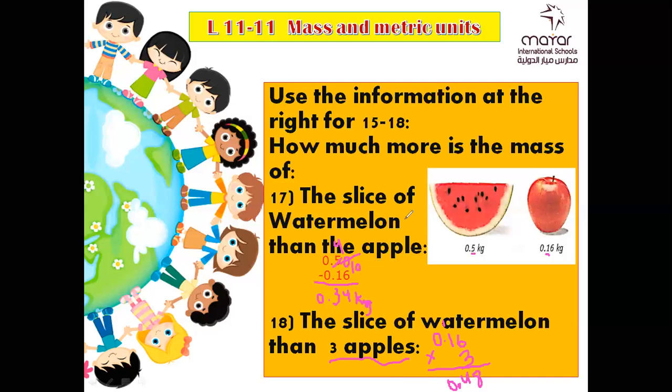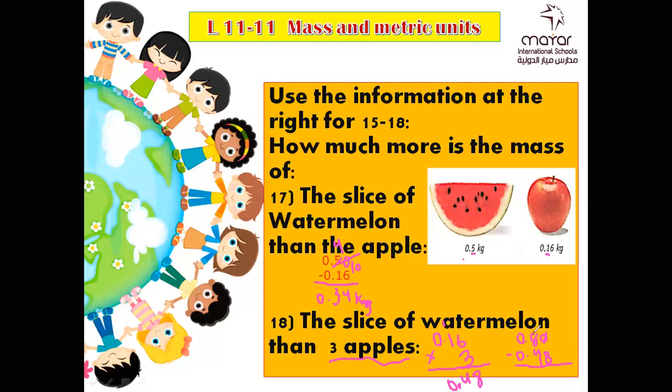We need to know the difference between the mass of a slice of watermelon and 3 apples. So what's the mass of the watermelon? 0.5, which is 5 tenths, and the 3 apples, 48. Compare them. Here, 0 with 0, 5 with 4. So we're gonna start with watermelon because it's heavier. 0.5 minus 0.48. And of course, I line up the decimal point. I need to put here a 0.